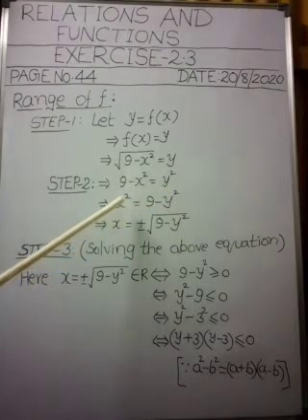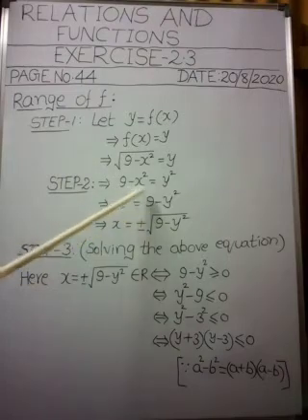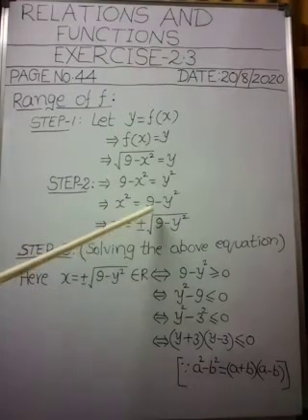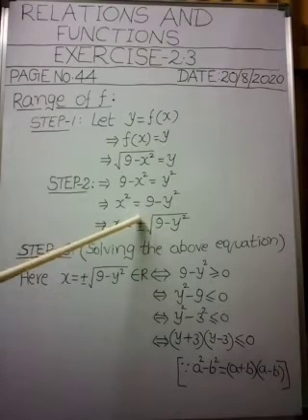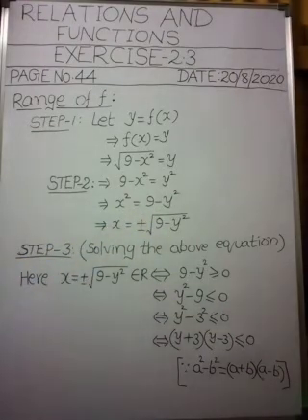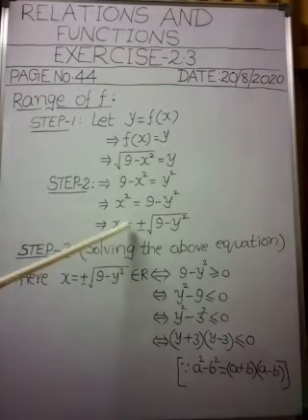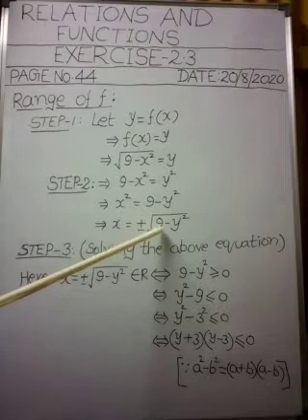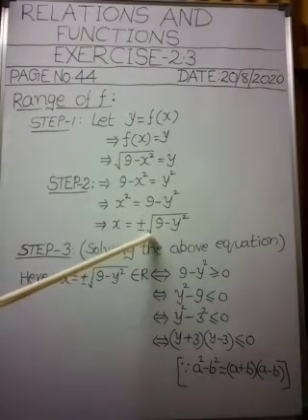Right. This implies x square is equal to 9 minus y square. Understood this step, my children? Right. This implies x is equal to plus or minus square root of 9 minus y square. Understood this step?